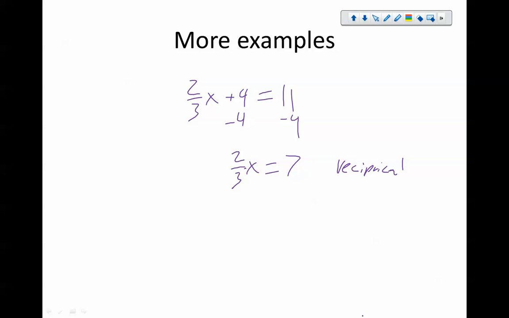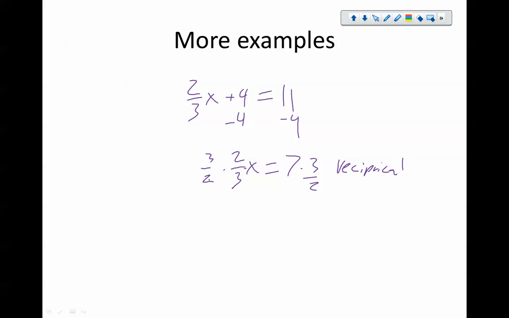I would say yesterday about 60% of you got this right on the first try. So that's why we need to do a little bit more practice with it today. So we're going to multiply both sides by the reciprocal. That's 3/2. We'll multiply this one by 3/2.